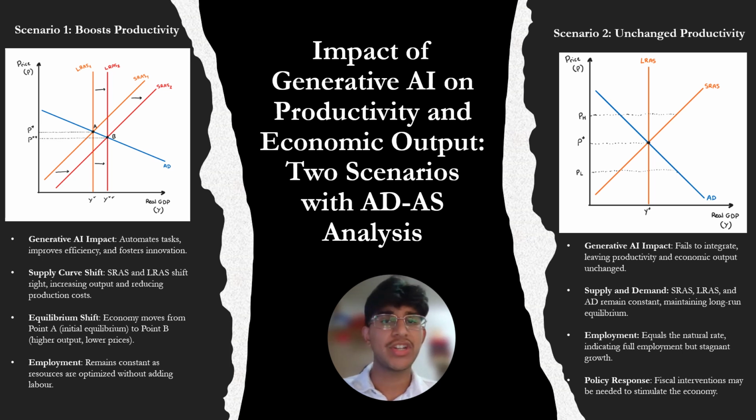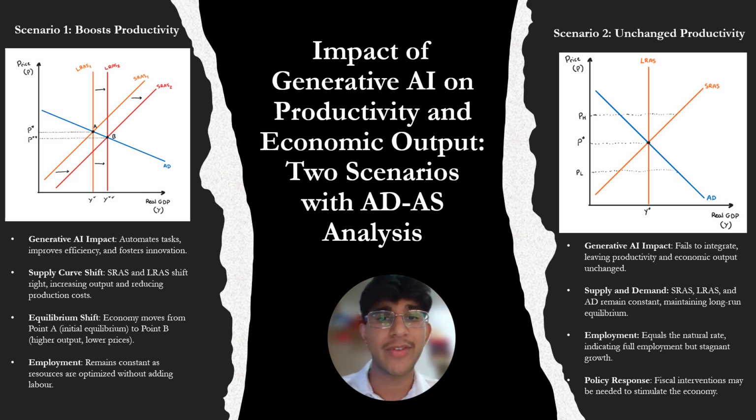Scenario 2: Unchanged productivity. If generative AI fails to integrate effectively into workflows or is inaccessible to businesses, productivity may remain unchanged, leading to unchanged economic output. In this scenario, both the long-run and short-run aggregate supply curves remain constant, as shown in the second diagram. Similarly, the aggregate demand curve also remains unchanged, reflecting a lack of significant economic shifts.